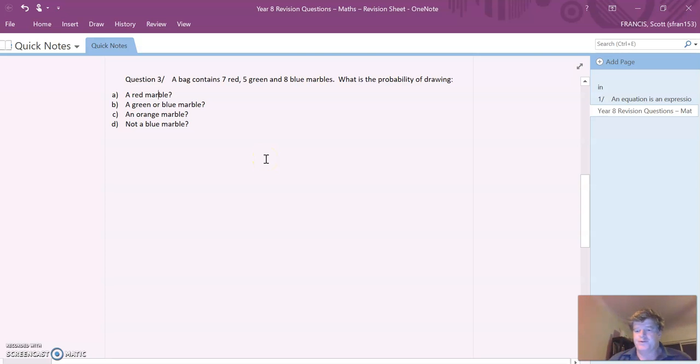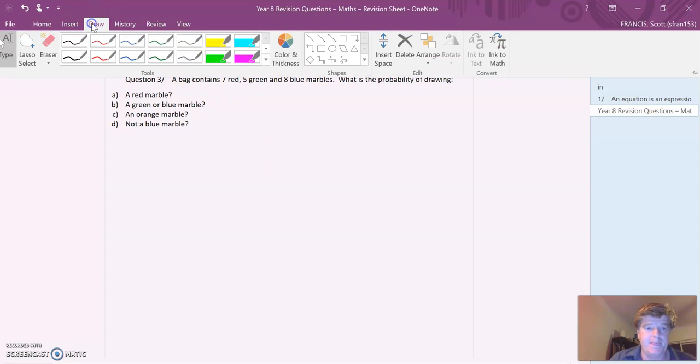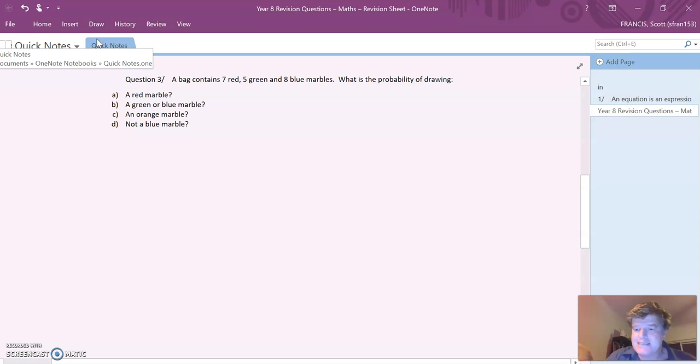So now let's move on to question number 3. A bag contains 7 red, 5 green, and 8 blue marbles. And we've got a few questions about probability there. So the first thing we've got to do is start by drawing our sample space.